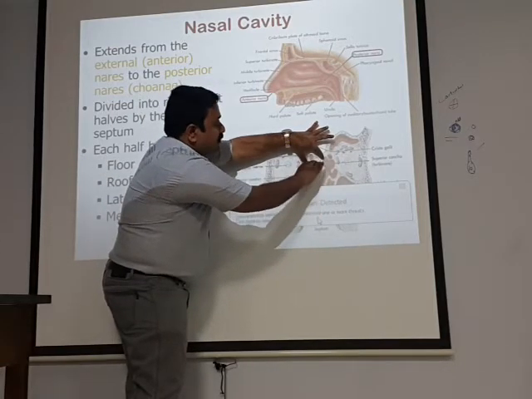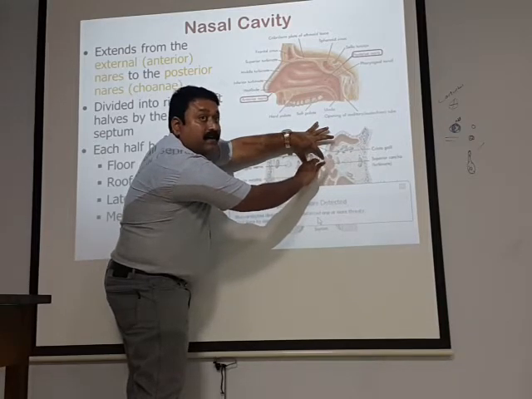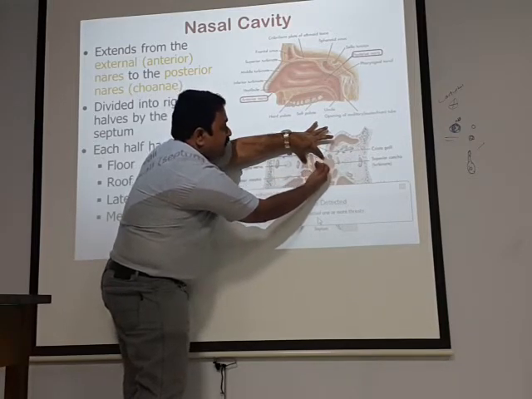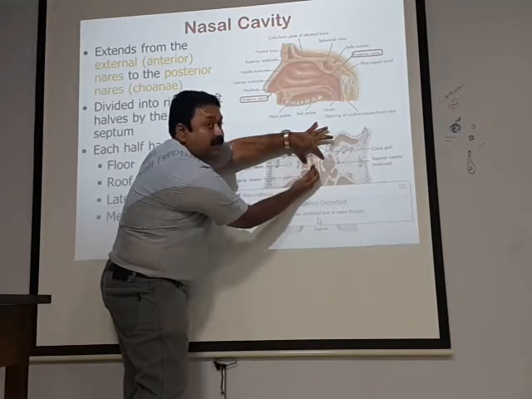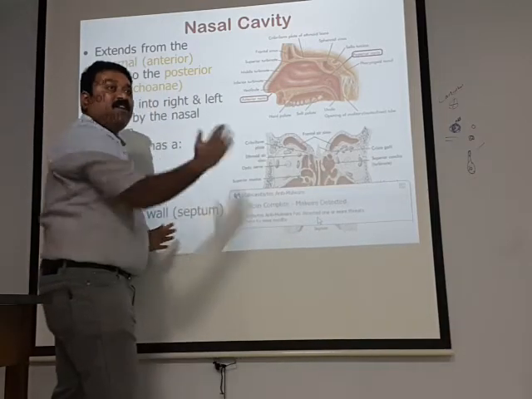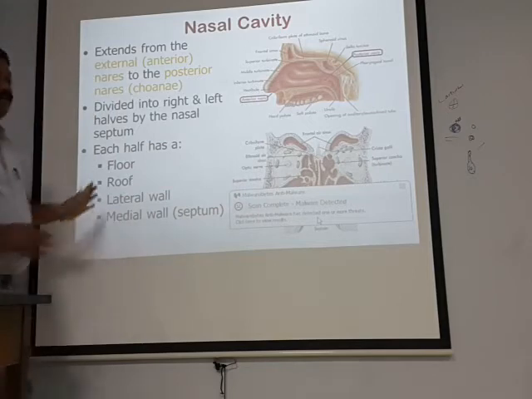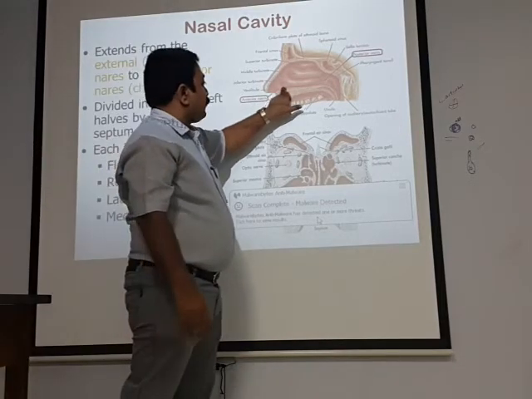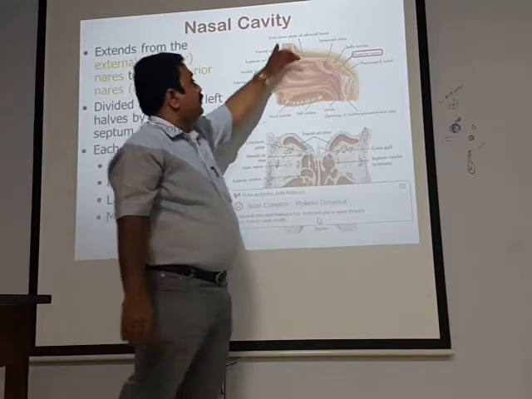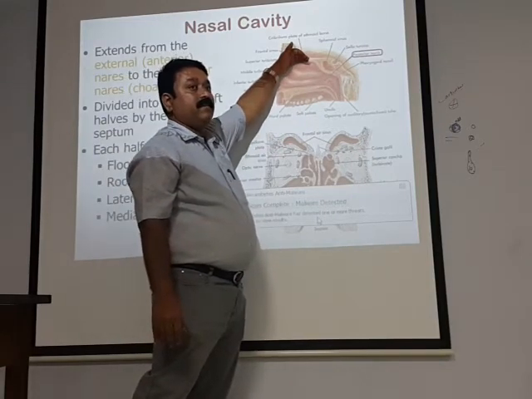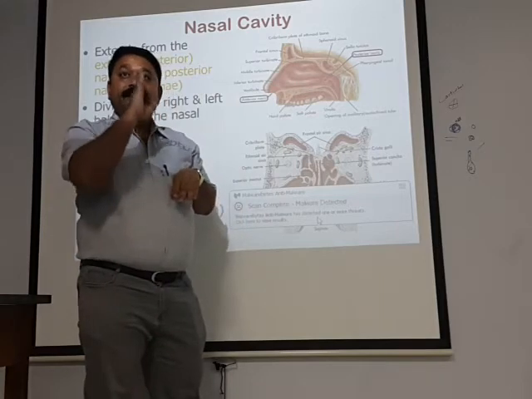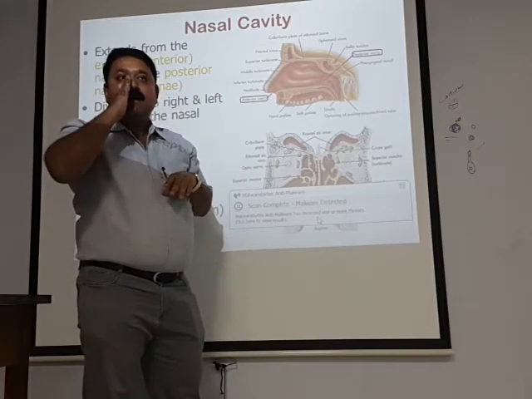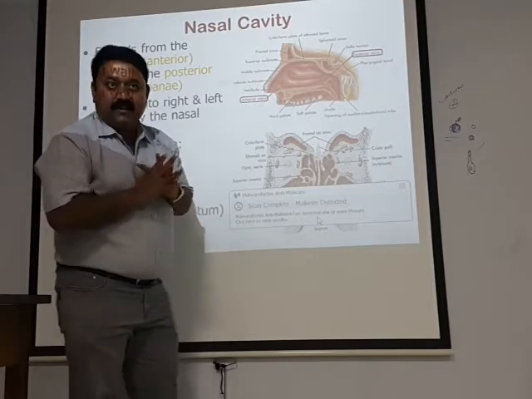So this forms the roof of the nasal cavity, the medial wall, and the lateral wall of the nasal cavity, on either side, left and right. So the floor, roof, lateral wall and medial wall. Is it clear now? Yes. So this is the floor of the nasal cavity, the roof of the nasal cavity. The medial wall is formed by the nasal septum. And this is the lateral wall of the nasal cavity.